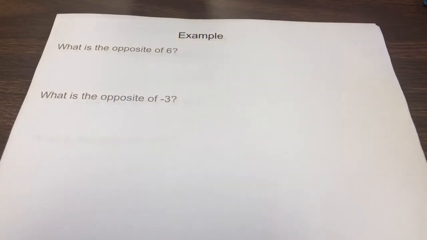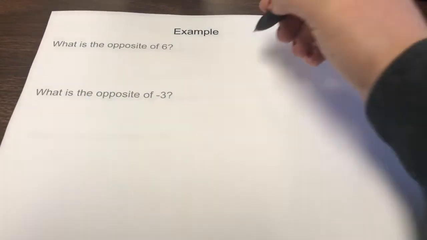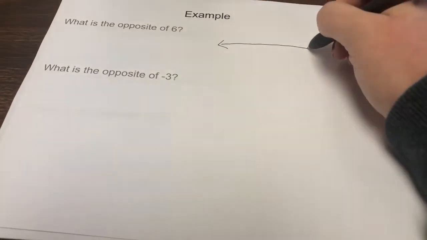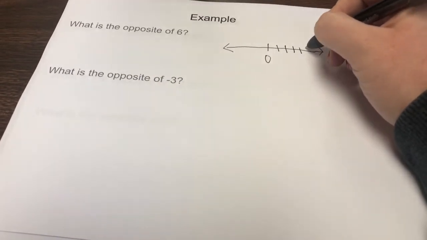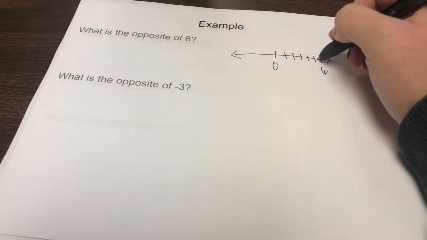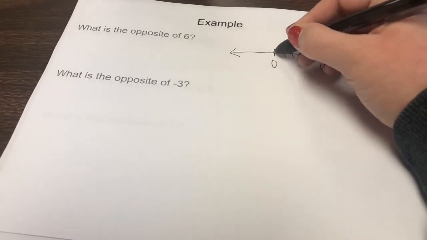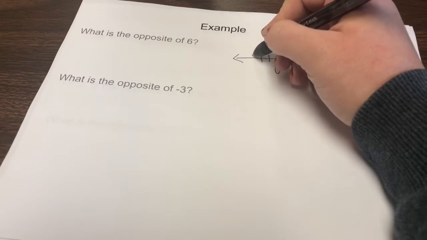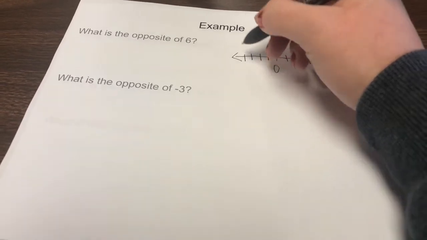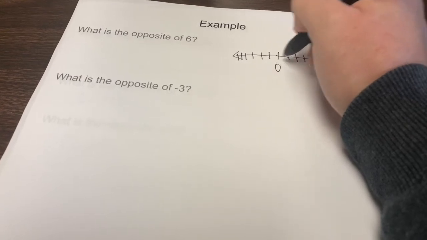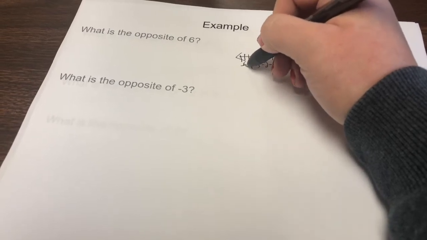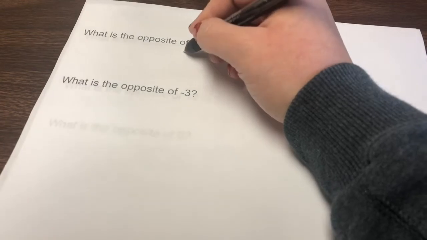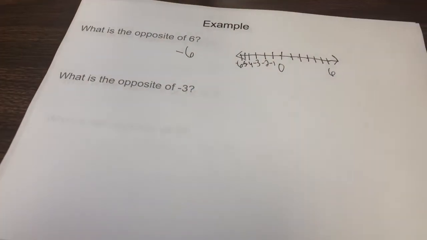Let's look at some examples. We have what is the opposite of 6? So if I was on a number line with a 0 in the middle, and I counted up 1, 2, 3, 4, 5, 6, I would have to go the opposite direction since it took me 1, 2, 3, 4, 5, 6 places to get to 0. I have to go 6 places, so 1, 2, 3, 4, 5, 6 in the opposite direction. That would be -1, -2, -3, -4, -5, -6. The opposite of 6 is -6.